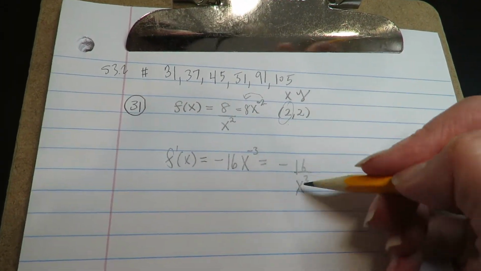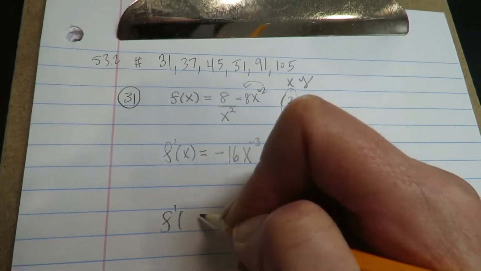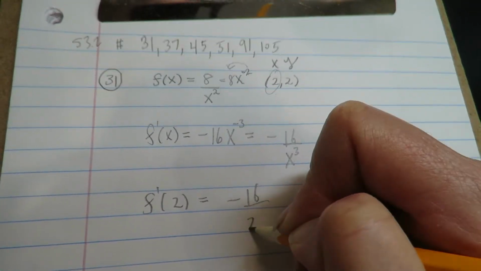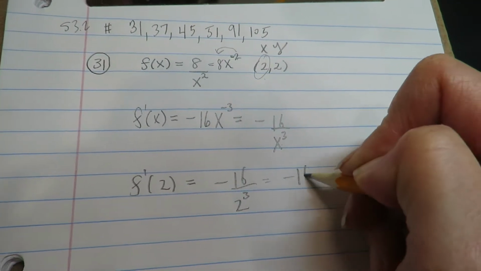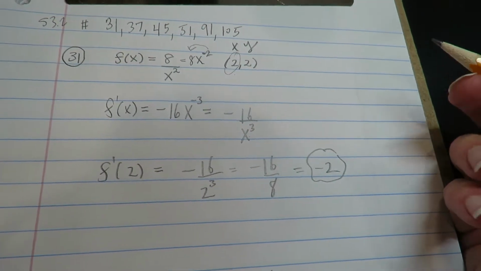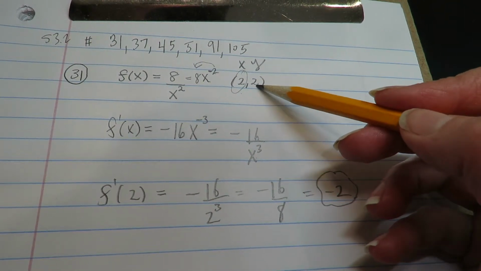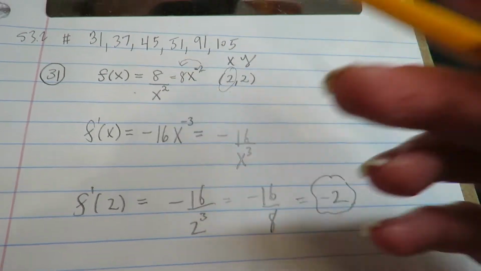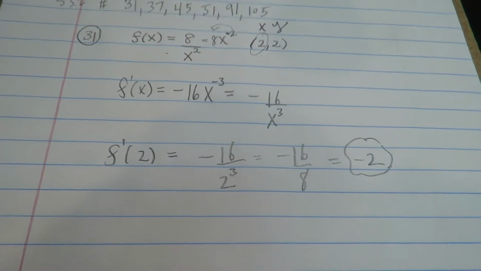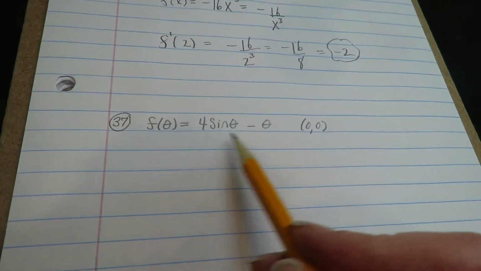All right, so now I plug in, it just wants the x value. So now I do f prime of 2, which is the x value, is negative 16 over 2 cubed, or negative 16 over 8, which reduces to negative 2. All right, so that is the slope at this point on this function. They're not asking for the tangent line, but if they were, you would then just find b. All right, same idea here, same concept.